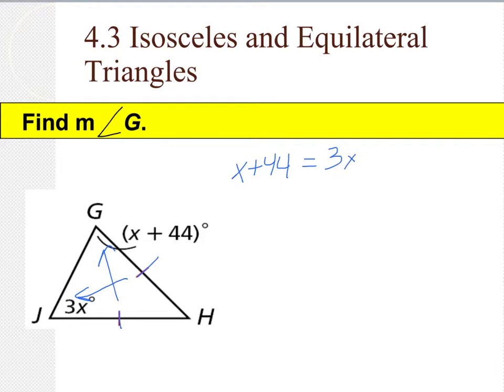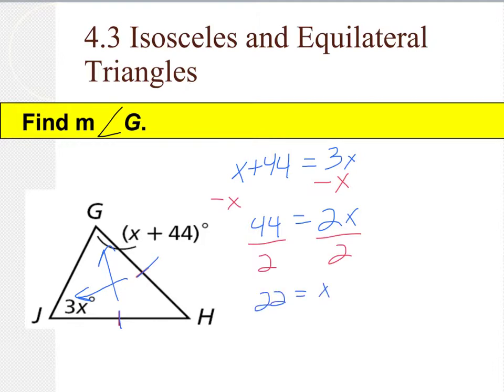All right, so now we have x plus 44 is equal to 3x. We get our x's next to each other, or sorry, combine our x's, and you get 44 is equal to 2x. Divide each side by 2 to get x all by itself: 22.